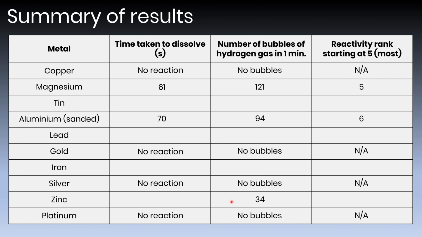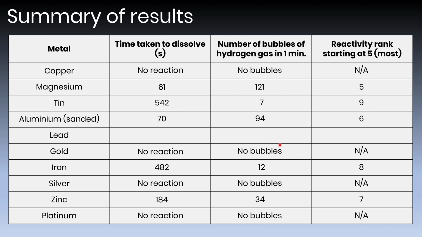Next up came zinc. Zinc only gave off 34 bubbles in 1 minute, so fewer bubbles. And it took even longer to dissolve at 184 seconds. Therefore, we're going to rank zinc number 7. Iron came next, only giving off 12 bubbles in 1 minute. It took even longer to dissolve, 482 seconds. We're going to rank this one number 8. Tin came next, only 7 bubbles in 1 minute, and it took 542 seconds to dissolve. Let's rank it number 9.